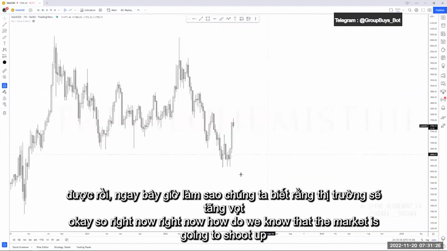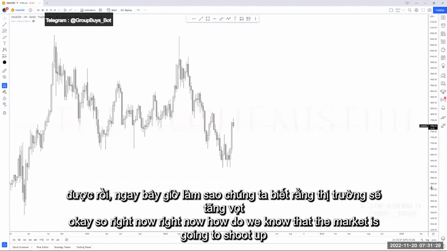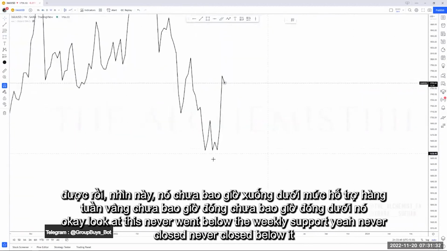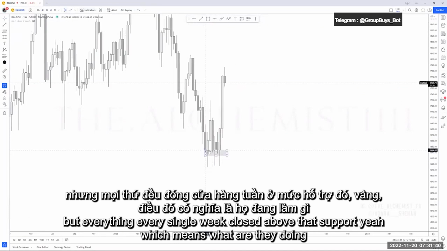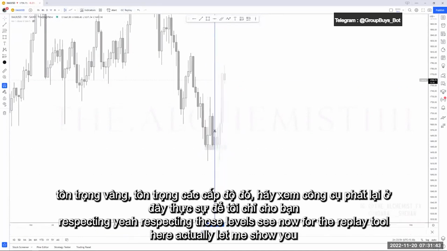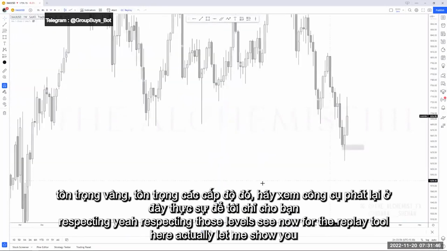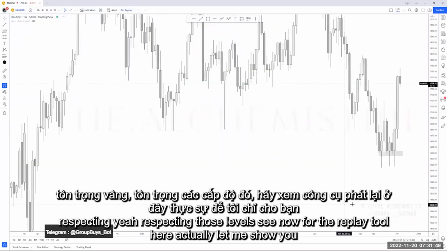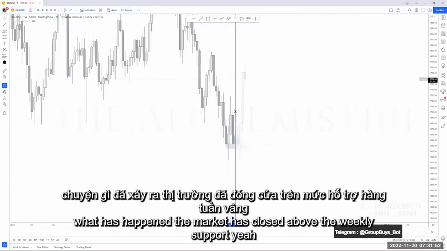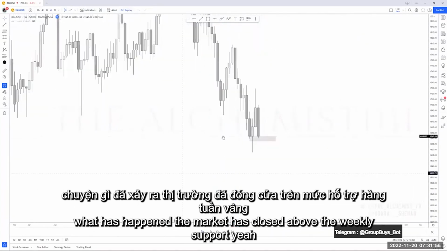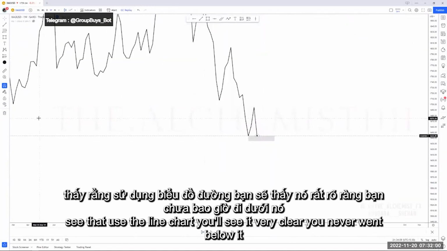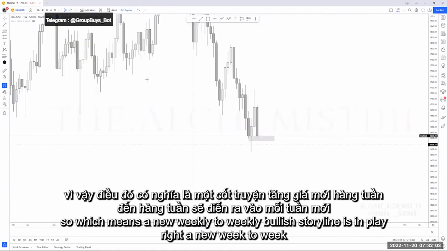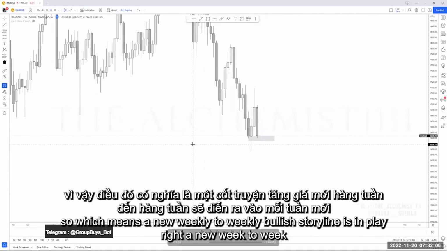So right now, how do we know that the market is going to shoot up? Look at this. It never went below the weekly support. It never closed below it. Every single week closed above that support. Which means what are they doing? Respecting those levels. See now, let me put the replay tool here. Actually, let me show you what has happened. The market has closed above the weekly support. See that? Use a line chart. You'll see it very clearly. It never went below it. So which means a new weekly to weekly bullish storyline is in play. A new weekly to weekly.